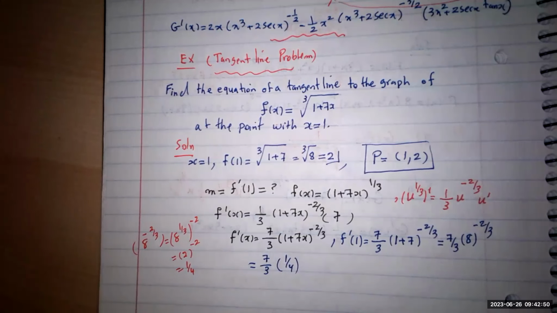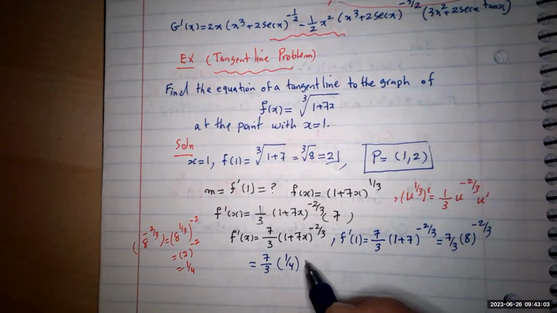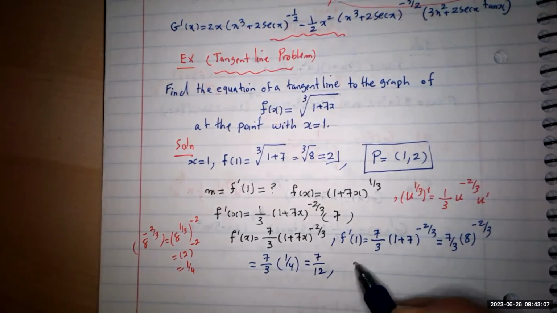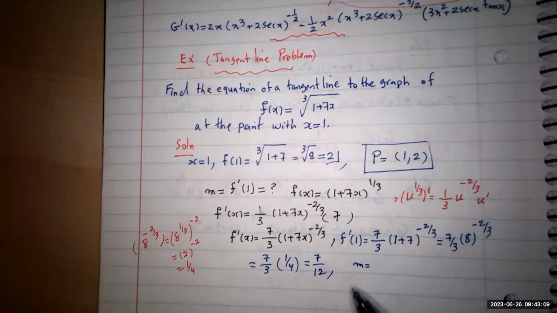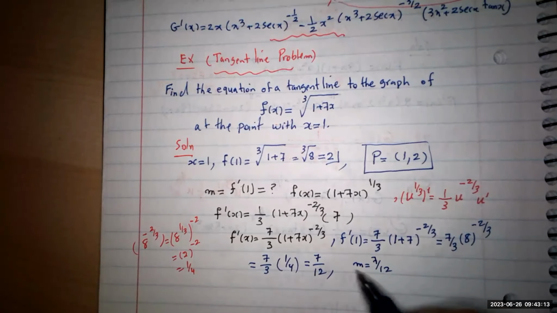Any question? It's always the case that there's going to be a radical function, you know. Just pick the method that you are able to get this one done. So it's going to be 7/12. And this is going to be the slope. So the slope would be 7/12.